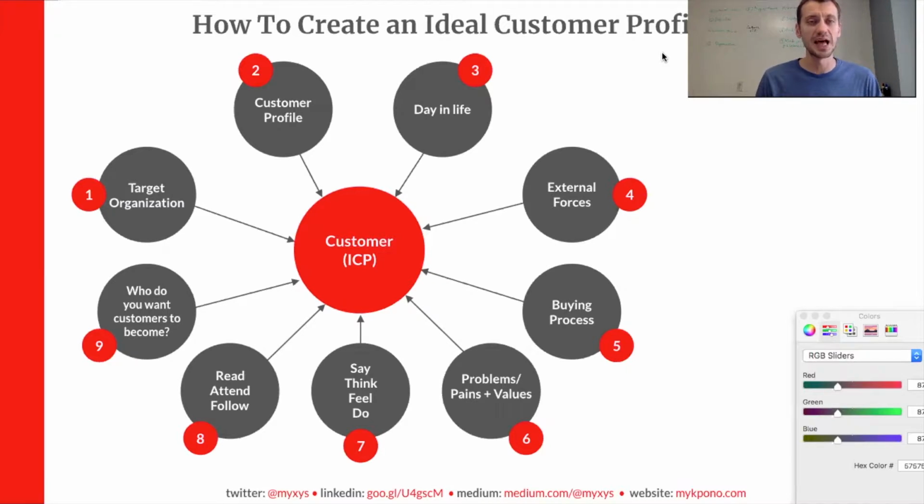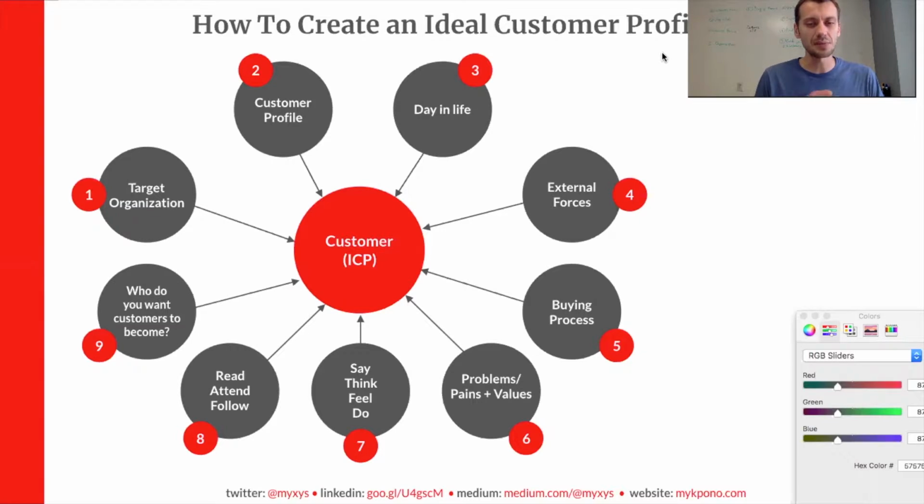Step number 6, understand problems, pains, and values. In my previous video, I discussed that there are 4 different levels of pains and problems that I typically analyze. First, awareness, that they're aware the problem exists. Urgency, that they're actively looking for a solution. Then the frequency of the problem, meaning how frequently it occurs, and the severity of the problem, how painful it is. Is it just okay, or is it extremely painful?